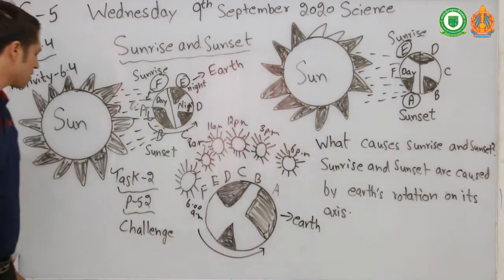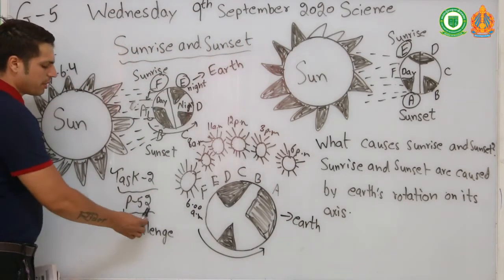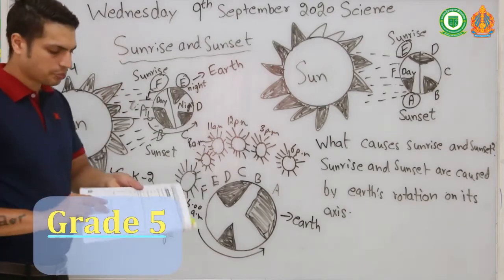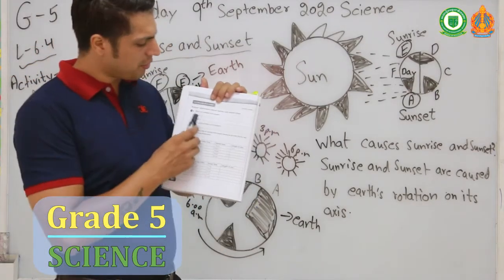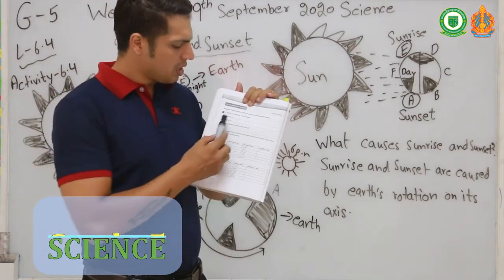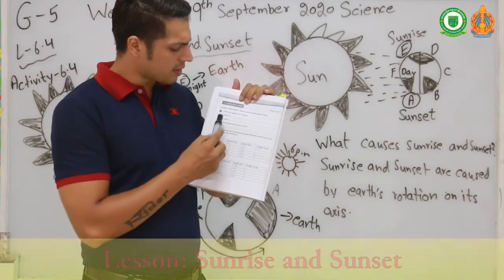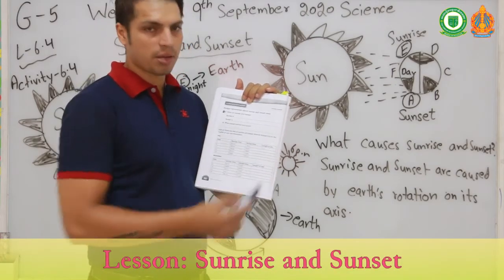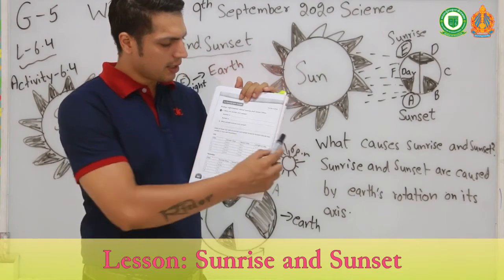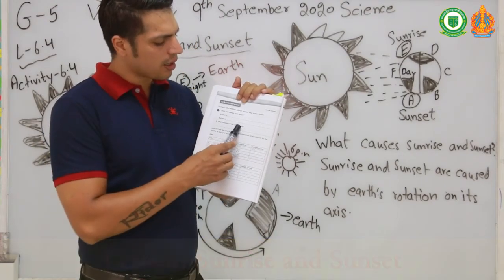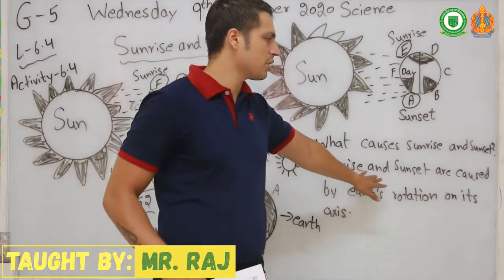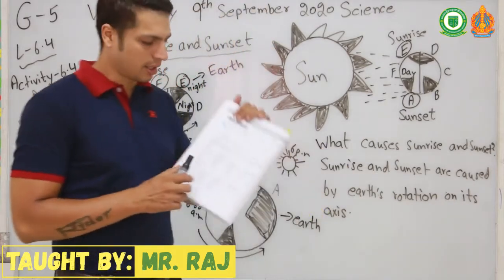Coming on to your task 2. Your task 2 is on page number 52, challenge book. What are sunrise and sunset? Sunrise is, give me the answer. Sunset is, give me the answer. What causes sunrise and sunset?